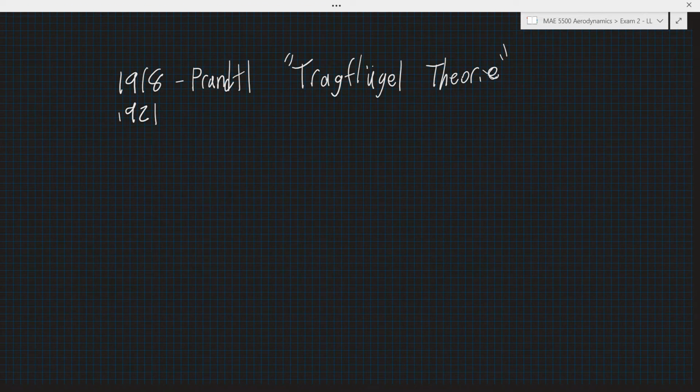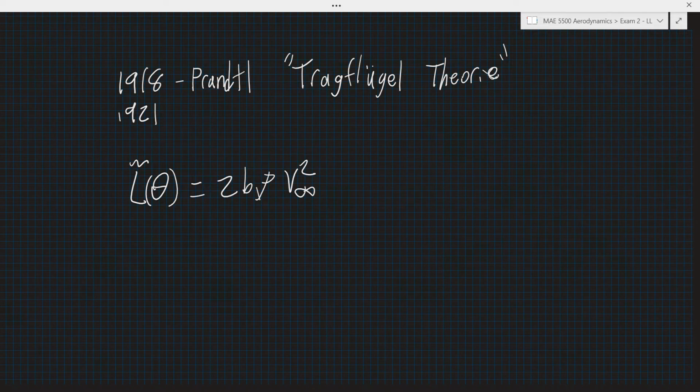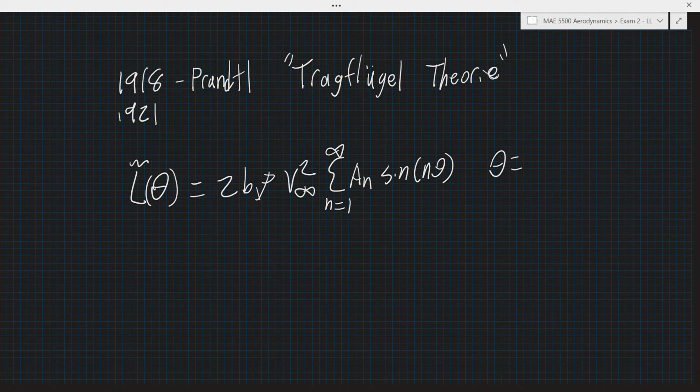And just to reiterate, that involved a section lift distribution equal to 2b rho v infinity squared times the sum of a sub n sine of n theta from n equals 1 to infinity, where theta can be related to the spanwise coordinate as cosine inverse of -2z over b.